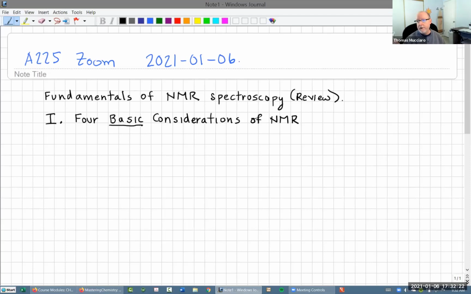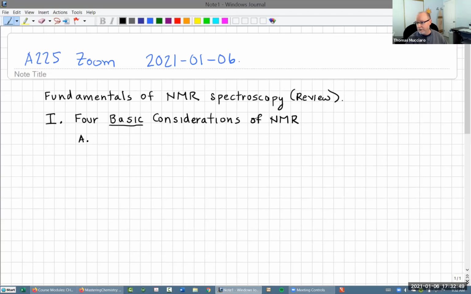There are four basic things that we need to consider when we look at NMR, okay? So I'm going to summarize them, and then I'm going to go back and hit each of those in a section. I'm not going to try to drag this out too much, but I just want to make sure we're on the same page, because these are the four things that you need to know if you're not going to go on in chemistry.